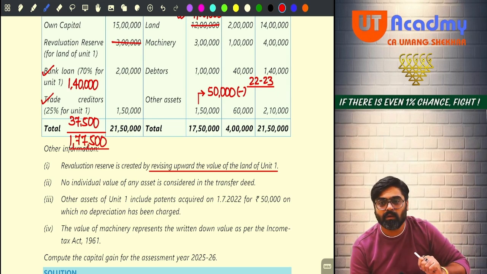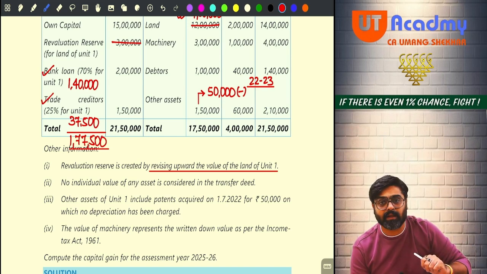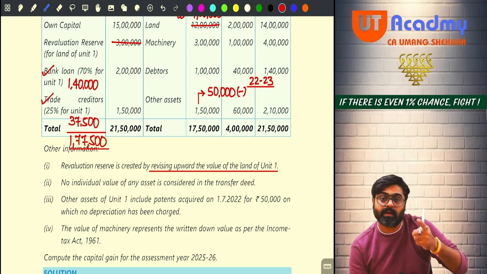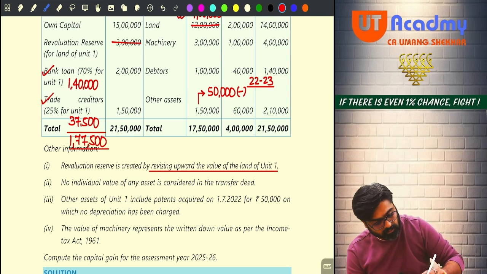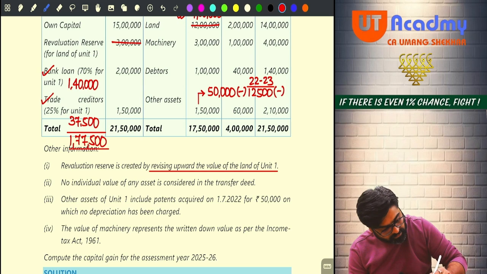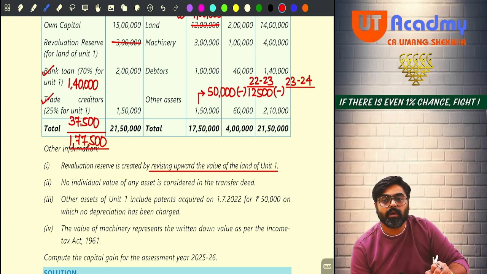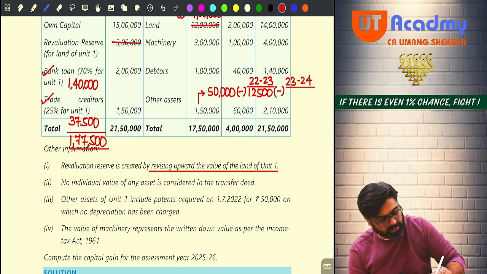So it was used for how many days? 180 days or more in the first year. So first year depreciation would have been at full rate, and that rate was 25%. So 25% of 50,000 will be 12,500. That was the depreciation for the first year, which I would have claimed out of 50,000. Minus the depreciation for 23-24 also. So what was the depreciation for 23-24? On WDV basis, 37,500 into 25% will be 9,375.